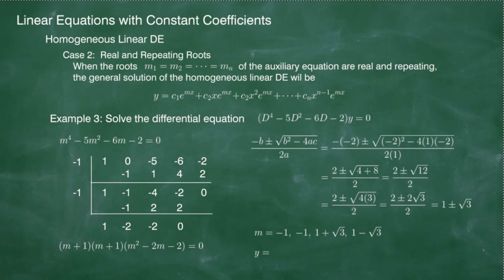So the general solution is y equals c sub 1 times e to the negative x, plus c sub 2 times x times e to the negative x, and then c sub 3 times e to the (1 plus square root of 3) x, plus the last term, c sub 4 times e to the (1 minus square root of 3) times x.